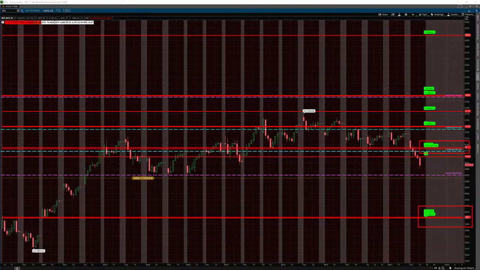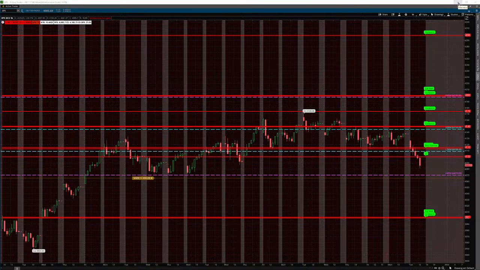And then the other primary key daily level is the call wall, and that's at 4,200, right at the upper edge of the expected move for the week. That's the strike with the largest net positive gamma, and that can be expected to act as resistance. And then there are some other levels on this chart.